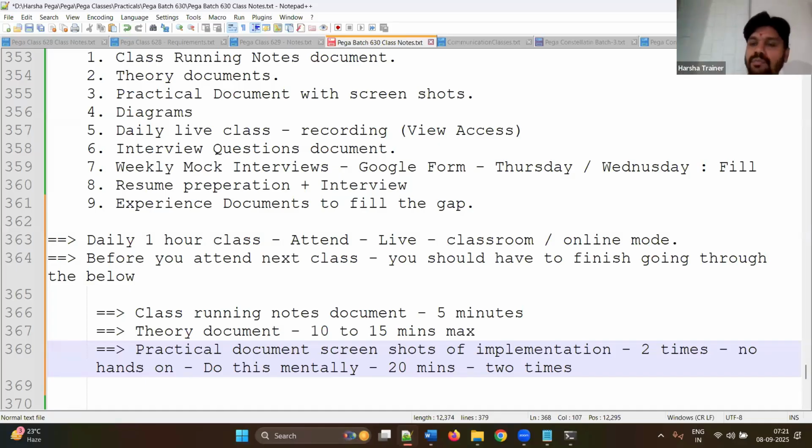That is more than enough time. So screenshot by screenshot, after you log into Pega, what navigations you are following, plus step by step how you are constructing, brick by brick, the same way, step by step how to construct to complete this requirement. What is the exact input? What is the final output that I can expect? That should be there in your mind before you start your physical hands-on.